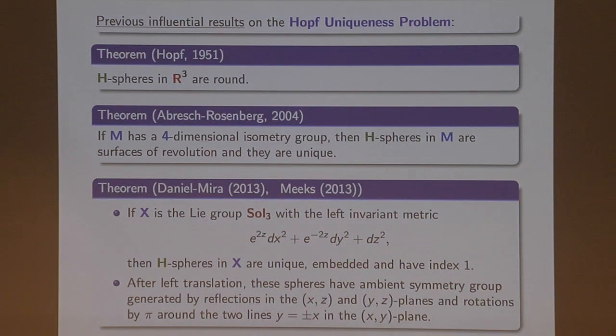Furthermore, if you're willing to translate them so their center of mass or center of symmetry is at the origin, then they have all these other symmetries. The vertical planes of symmetry: the XZ and YZ planes are planes of symmetry of that metric. And you also have some diagonal lines along which you can rotate by 180 degrees. Those are somehow the ambient symmetries.